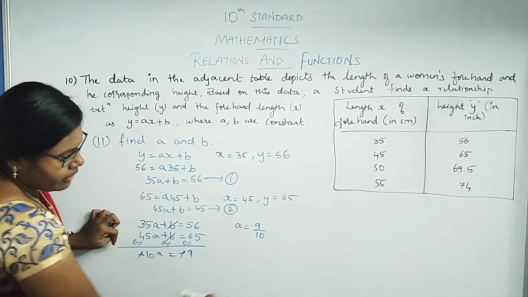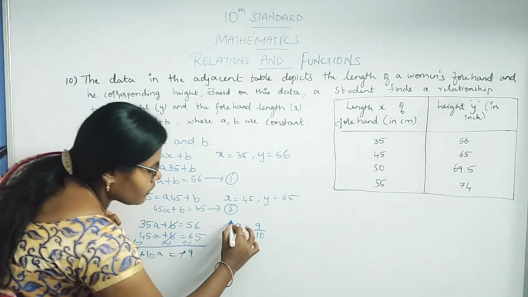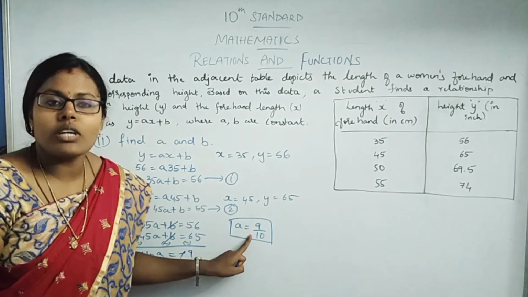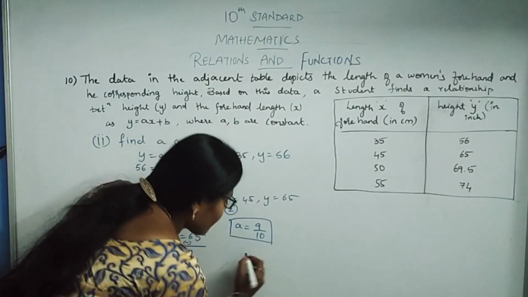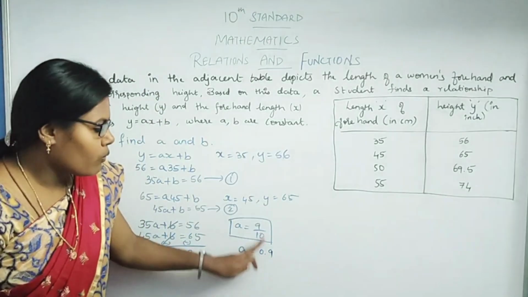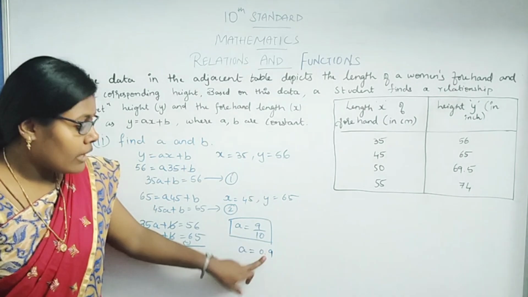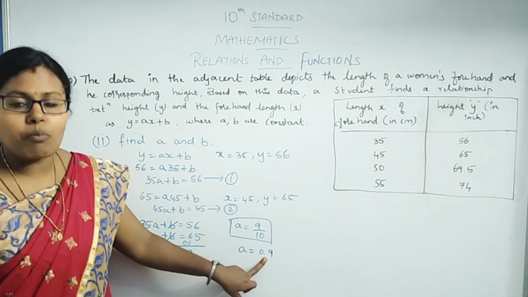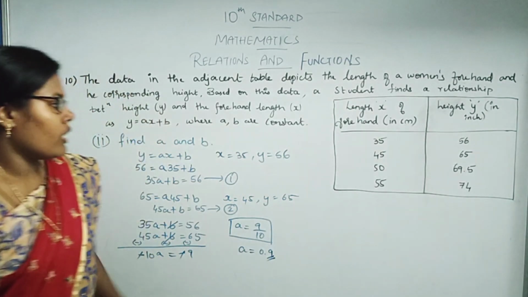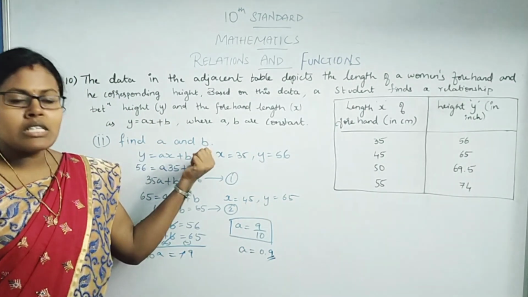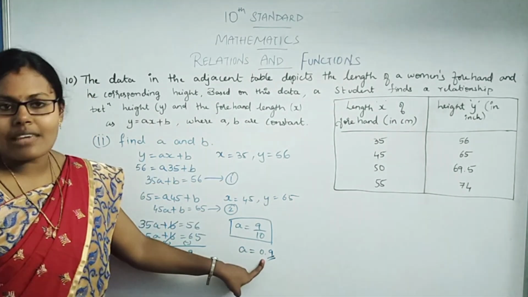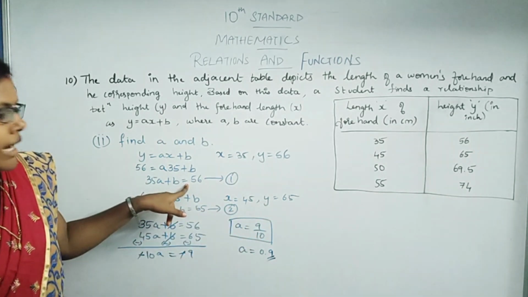So a is equal to 9 divided by 10, but you can't substitute in division format, so just write this as a equals 0.9. Okay, so a is 0.9. Write this in decimal format, 9 by 10 is 0.9. So this is your a value. Now you got a, you want b. So take either equation 1 or 2, substitute this a value, and you will get the b value. So let me take equation 1.